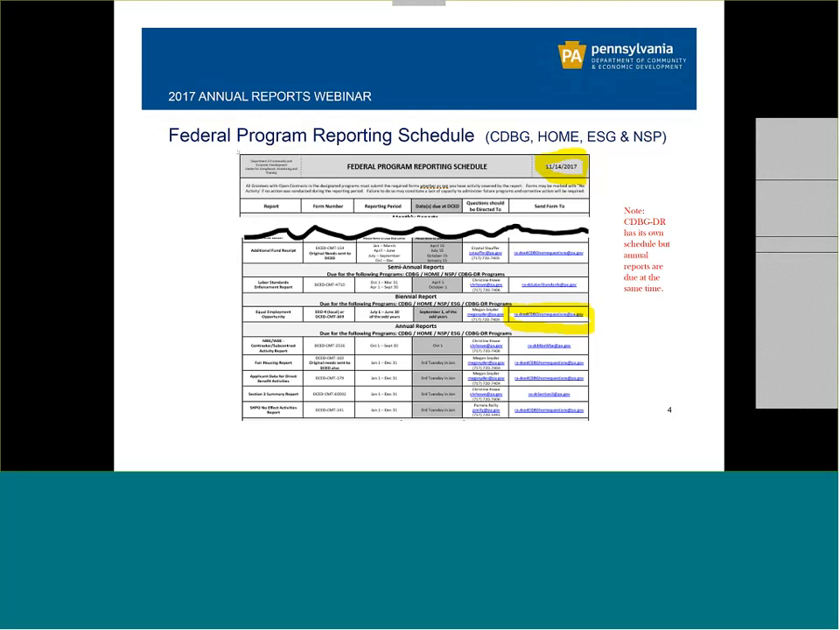Also, I want to note that CDBG-DR has its own schedule because there are some other forms and reports that they must submit, but all of these that are shown on this are required of the CDBG-DR grantees as well. Both of these report schedules are on the website.